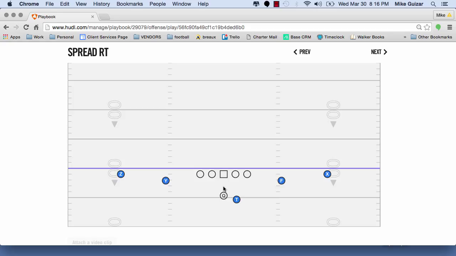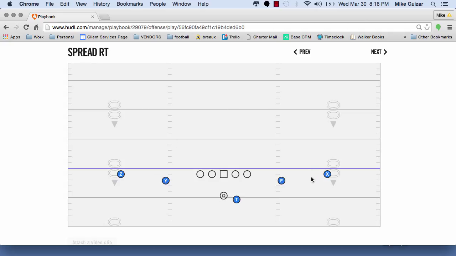If I call spread right, F and X are the 2 wide receivers on the right side. If I call spread left, F and X are the 2 wide receivers on the left side. And of course, Y and Z are opposite the call.